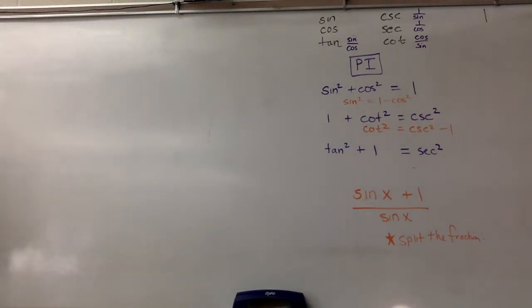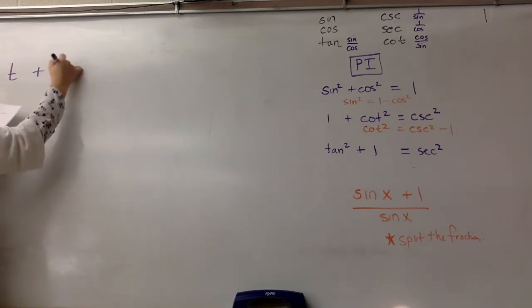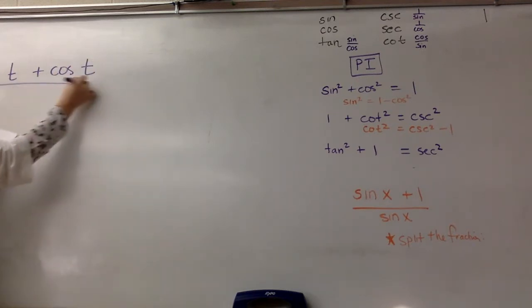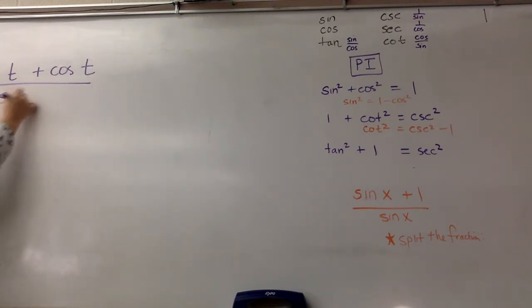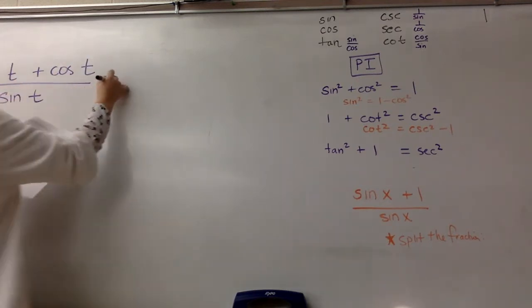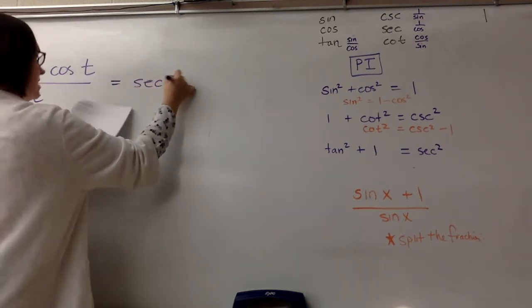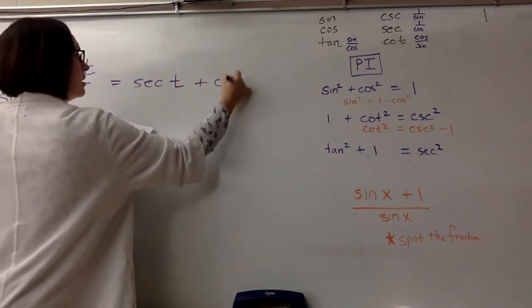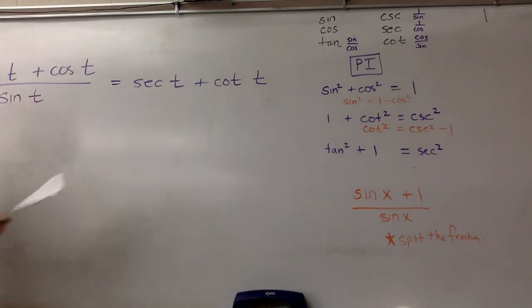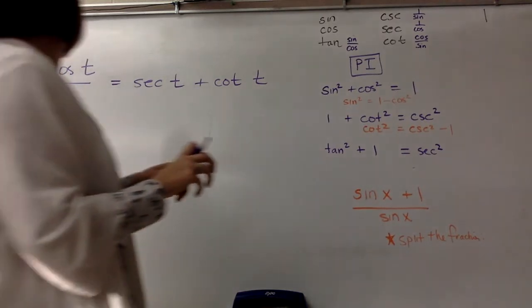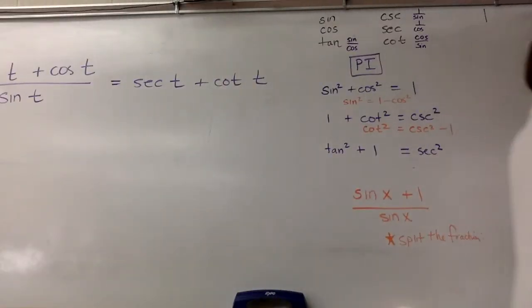Oh, gotta love number 3. Tangent of t plus cosine of t divided by sine of t. This looks like fun. Is equal to secant of t plus cotangent of t. I think we just ramped up 5 of the 6 in one problem.